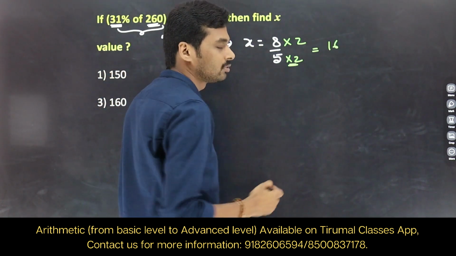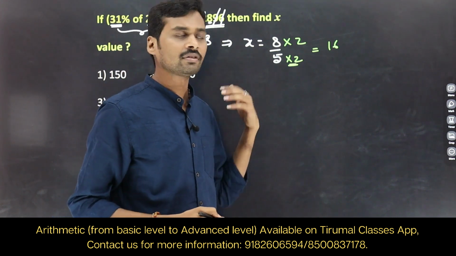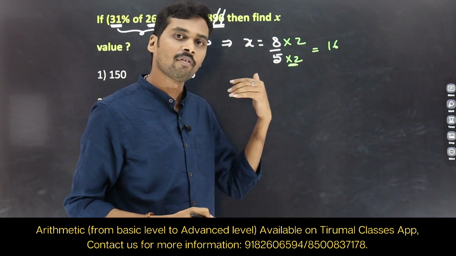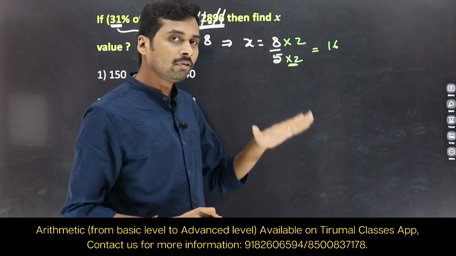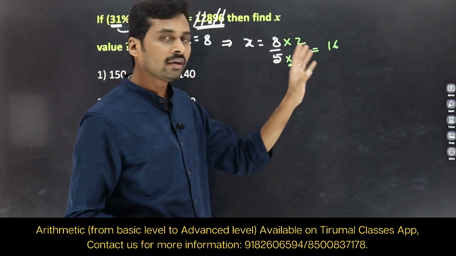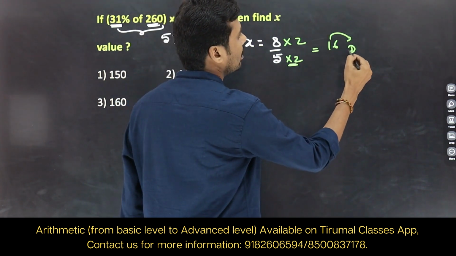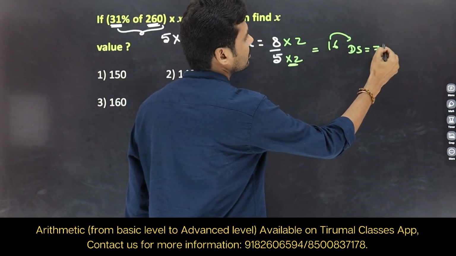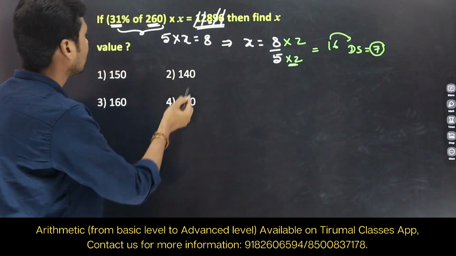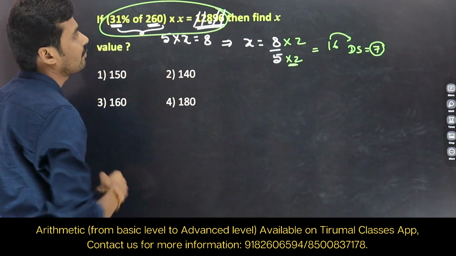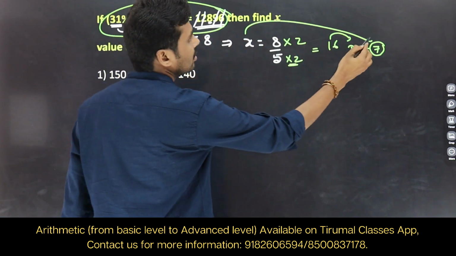16. Once after multiplying the denominator part with one number, no need to look back at the denominator part. Only take the numerator value. So 8 into 2 is what? 16. 16 means what is the ds value? The ds value is 6 plus 1 is 7. Okay. So the complete ds part of x is what? X ds value is what? 7.